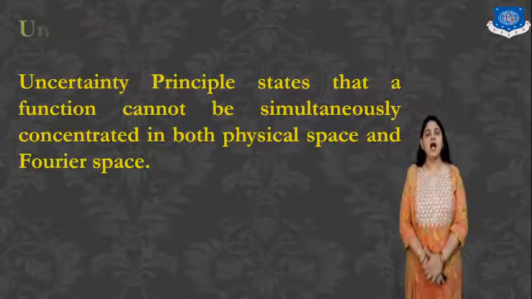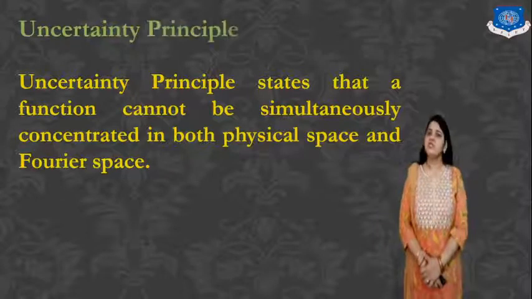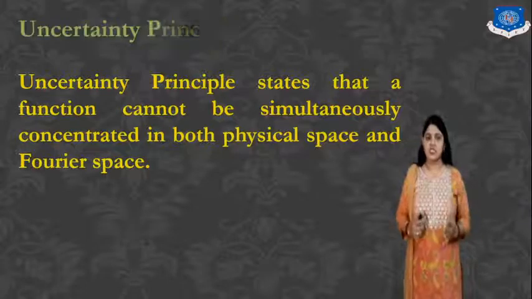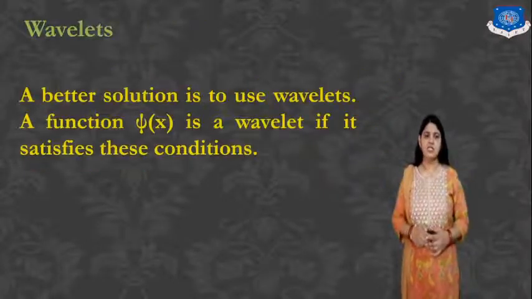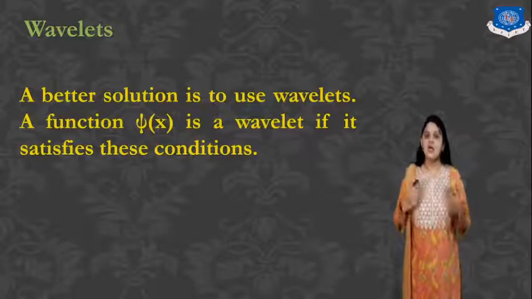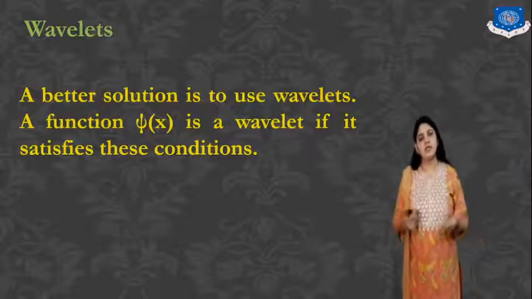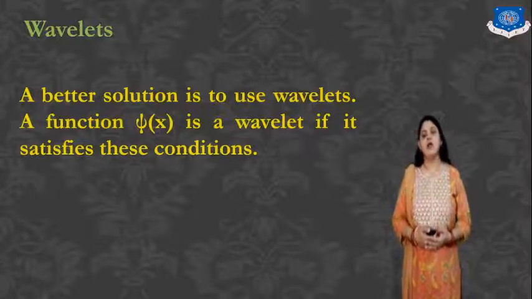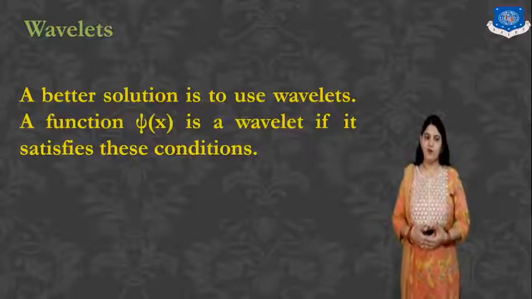So very first, the uncertainty principle. As we know, the uncertainty principle states that a function cannot be simultaneously concentrated in both the physical space and the Fourier space. So that is the uncertainty about the Fourier transform which we discussed in the last video. The Fourier transform gives the data in the frequency domain, and the wavelet gives the representation in both the time and the frequency domain. So now we are going to study the wavelet.